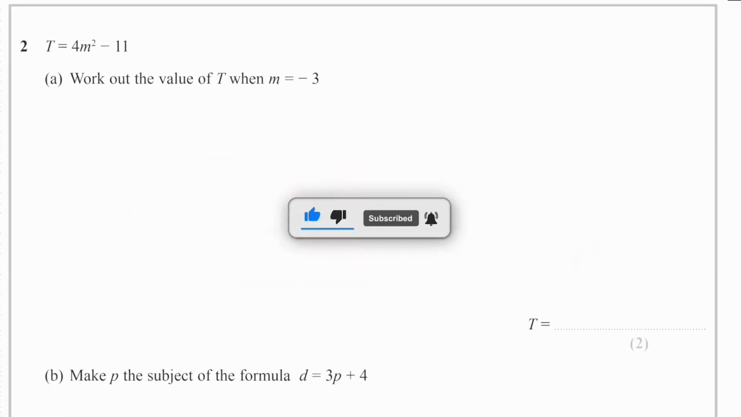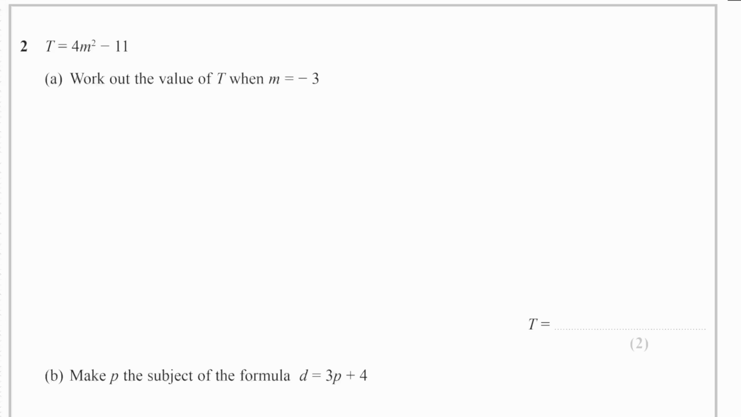Question 2. T equals 4m squared minus 11. Work out the value of t when m equals minus 3. So a simple substitution. We've got the formula given to us already. So all we need to do is plug in. Okay, so we do 4 multiplied by minus 3, we'll put it in brackets, we're going to square all of it, minus 11. So minus 3 squared is going to give you 9. Then you do 4 times 9 and you minus the 11. So if you put that all into your calculator, you should get that t equals 25.